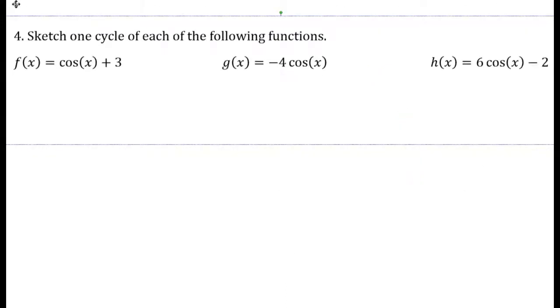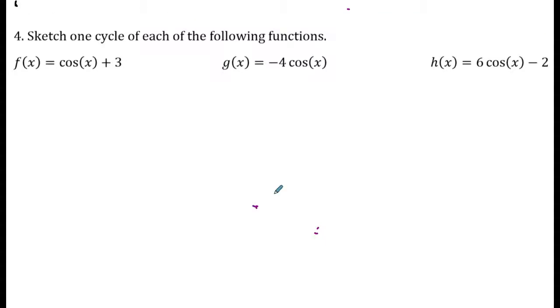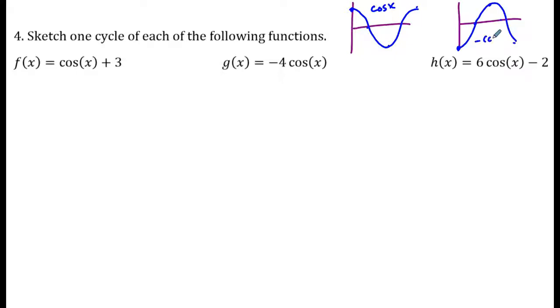Sketch one cycle of each of the following functions. So we've been playing with sine, let's deal with cosine here. We cannot forget about cosine, the cosine curve. So quick reminder of cosine. Cosine starts up high and makes a big valley. That's the cosine of x. But if I have a negative cosine of x, I reflect it and flip it. That negative out front does a reflection there, so that's minus cosine of x. So if the leading coefficient in front of cosine is negative, I have to do that reflection.